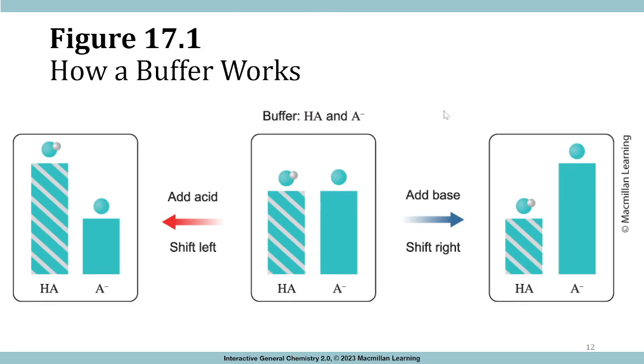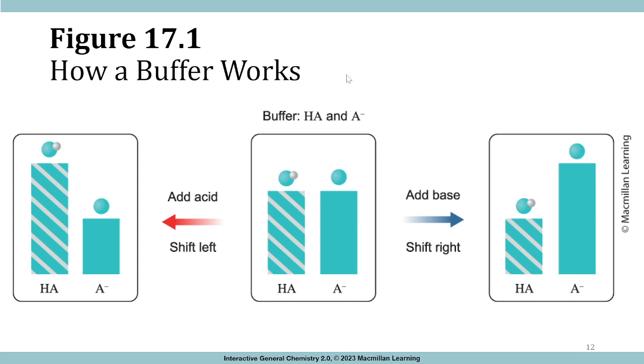So, how a buffer works. This is a nice little graphical demonstration, though keep in mind that these are not necessarily equal concentrations. But yes, you want them to be as equal as possible, so you have the most you can consume in either direction. Now, right here we see if we add base, what's going to happen? We're going to consume some of the acid. That will resist the pH change because it will consume the base, and that will give us more of the conjugate base, less of the weak acid.